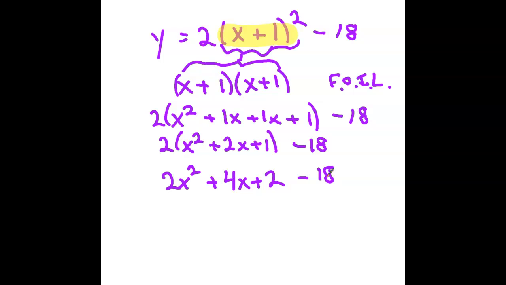Okay, now I can do any additions and subtractions at the end. The only things that can be combined are the 2 and the minus 18. So I've got y equals 2x squared plus 4x minus 16. So now I've converted this quadratic equation that was written in vertex form into a quadratic equation that is written in standard form. If I graph both of them, I'd get the same parabola, but they're just in different forms, and those things oftentimes tell us different things. Okay?